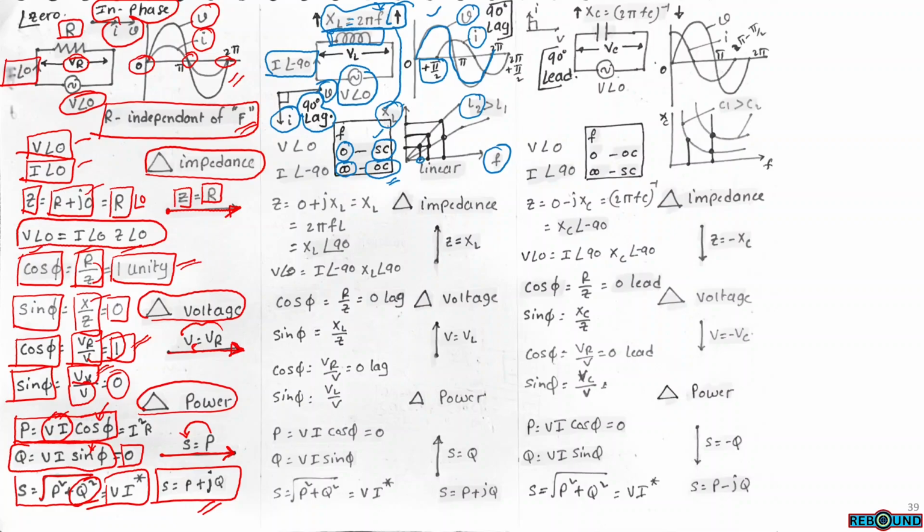This is the frequency and this is with respect to XL. As the frequency is increasing, the XL value will also increase. This is the inductance line. As the inductance increases, the XL value will also increase.